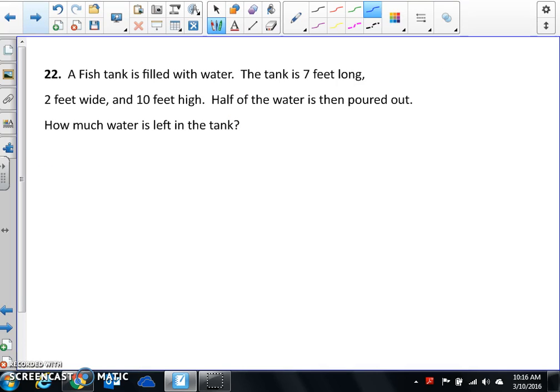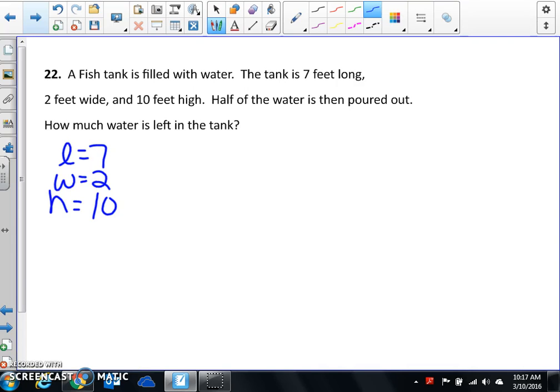A fish tank is filled with water. The tank is 7 feet long. It is 2 feet wide, and it is 10 feet high. Half of the water is then poured out. How much water is left in the tank?